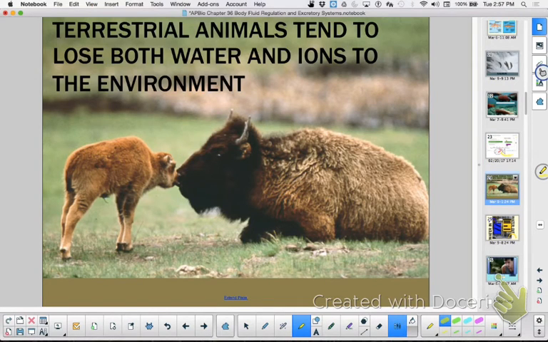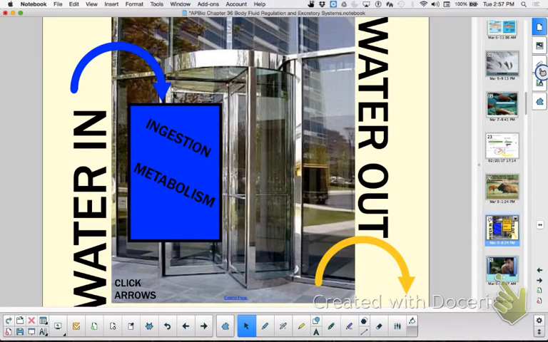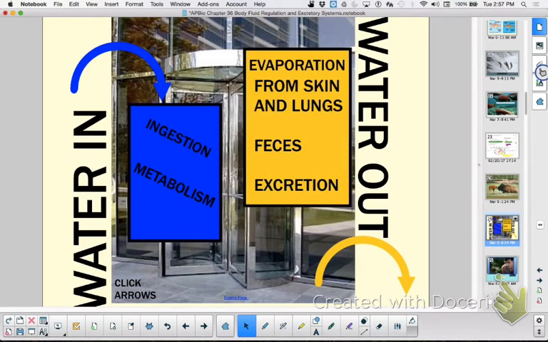All right, terrestrial animals tend to lose both water and ions to the environment. True statement. Water comes in through what we eat, and we get water as a result of metabolism. Why? Who catches the electrons at the bottom? Oxygen, forming water. Okay? So we get water from metabolism and from what we eat. How do we lose water? Evaporation from our skin, from our lungs, from feces, and then from pee. Those are all the ways we lose water.